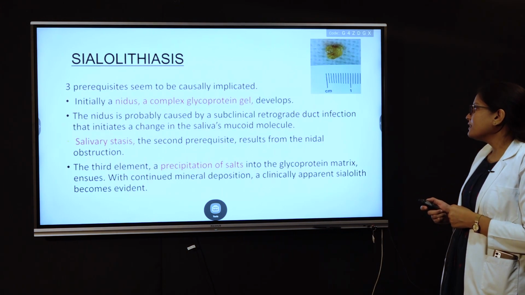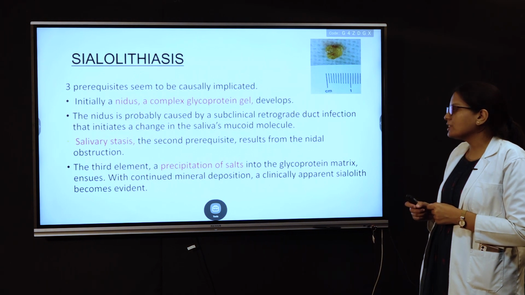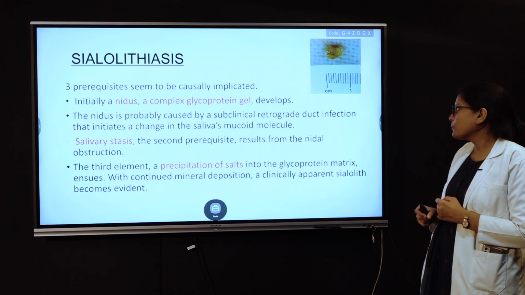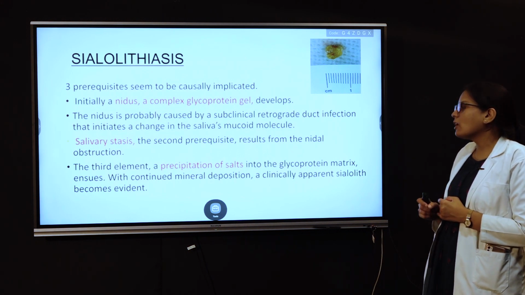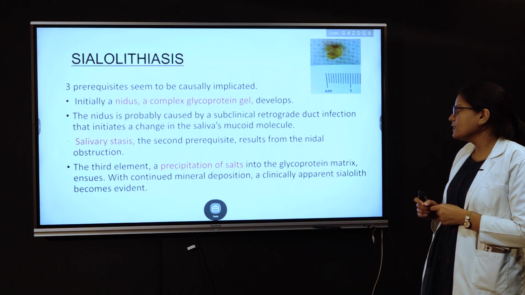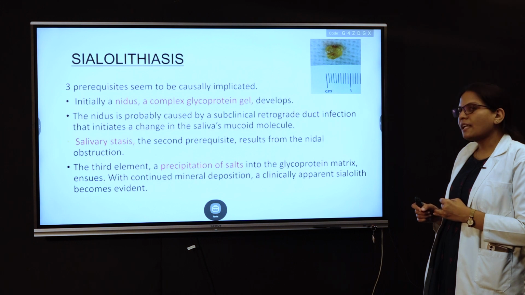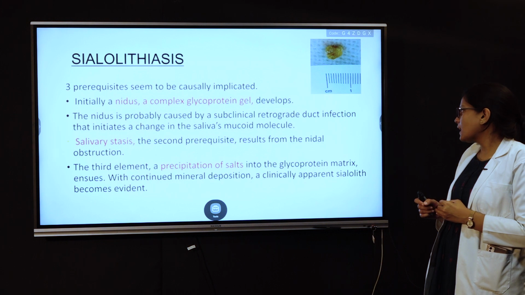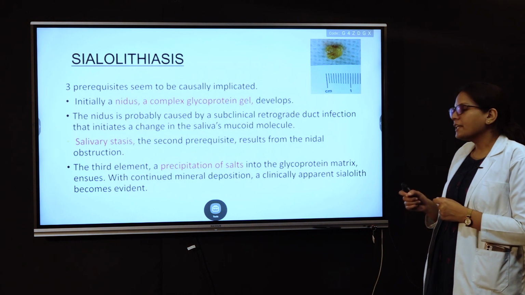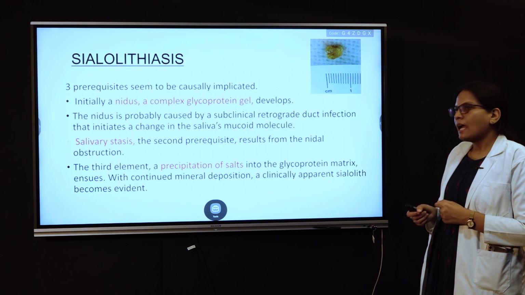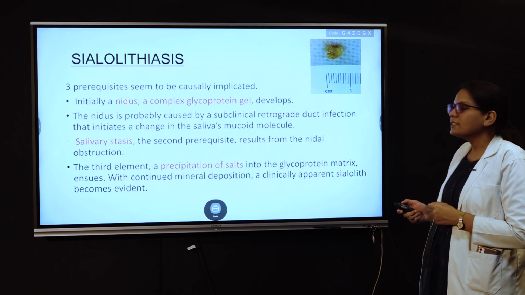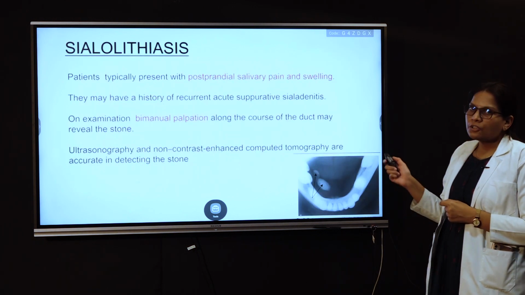So studies have shown three prerequisites which are associated with sialolithiasis. First is a nidus formation, which is nothing but a complex glycoprotein gel, and this nidus is probably caused by a subclinical retrograde duct infection that initiates changes in the saliva's mucoid molecule. The second is salivary stasis, that is pooling of the saliva, and the third element is the precipitation of salts into the glycoprotein matrix with continued mineral deposition, calcium carbonate precipitate, and this becomes clinically apparent as your salivary stones or sialolithiasis.